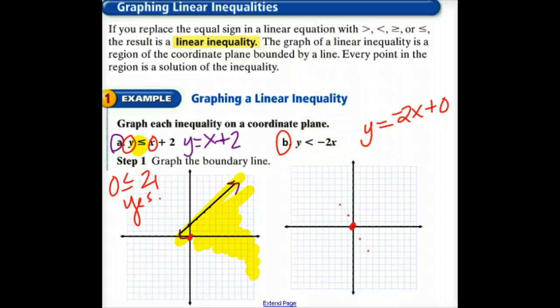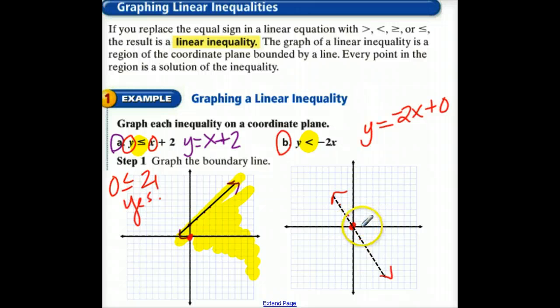Now, because this is a less than sign, I need to make a dotted or dashed line. So in example A it was solid, example B it's going to be dashed. Now I can draw in my arrows. Now I need to shade. I can't use 0, 0 as a point because that's part of this line. So I need to pick a point that isn't.